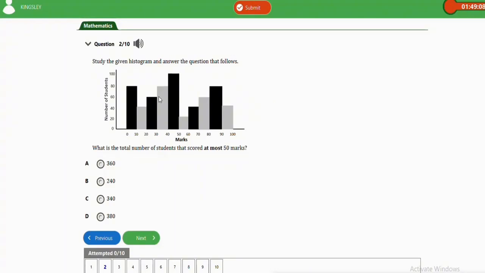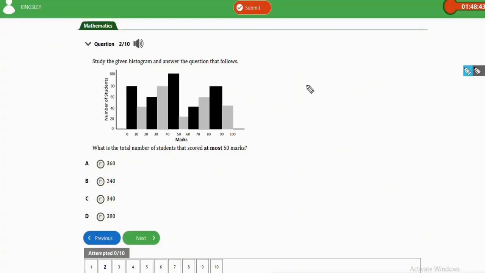Alright, so the first one I have here says, study the given histogram and answer the question that follows. So this is the histogram diagram. What is the total number of students that scored at most 50 marks? Alright, so this question is very easy to solve. This at most, we're going to calculate the total value from 50 below.